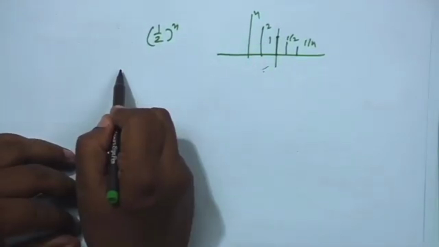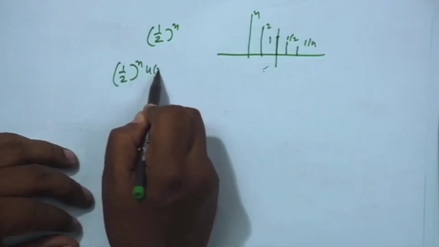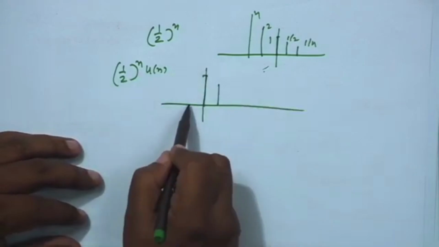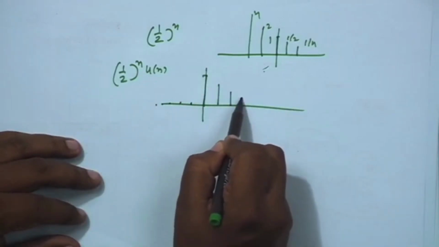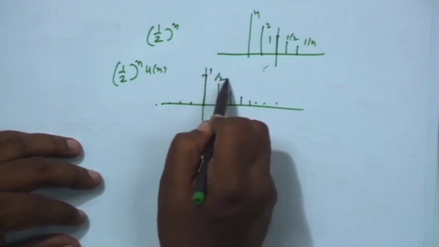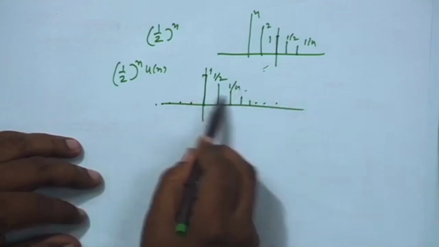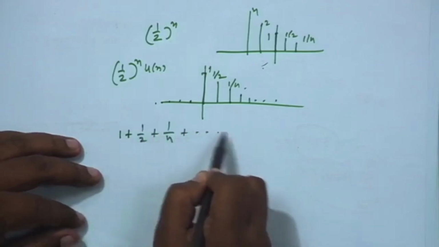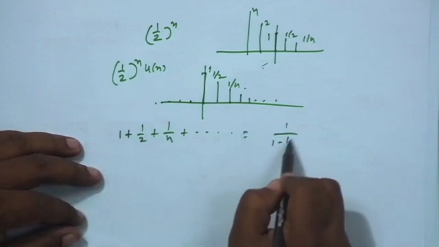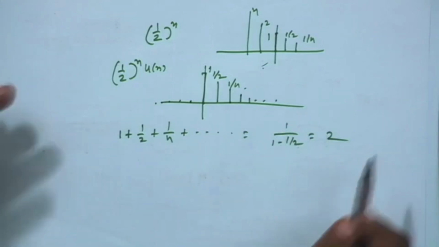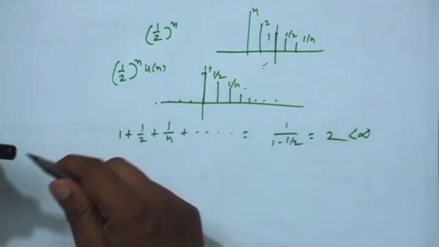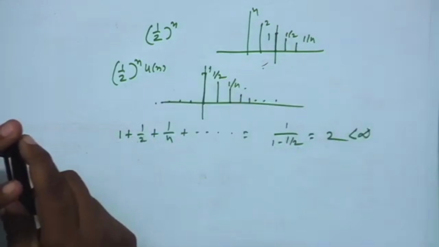On the other hand, if I give you half to the power n u n, there is no problem. It will be 1, half, 1/4 and so on going on the right hand side, and it will be causal also, because the left hand side is 0. If you take the mod values, which are these values only because they are positive, and add, the sum converges to 1 over 1 minus half, which is 2, a finite number. So in this case it will be BIBO stable. We want to design systems which are both causal and stable for real life operations.